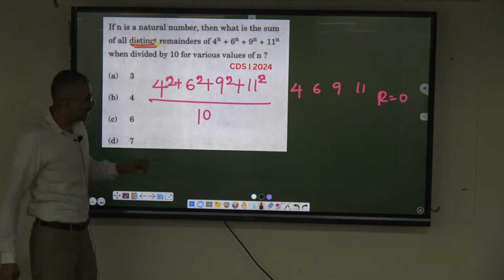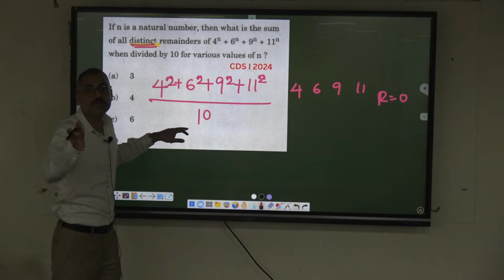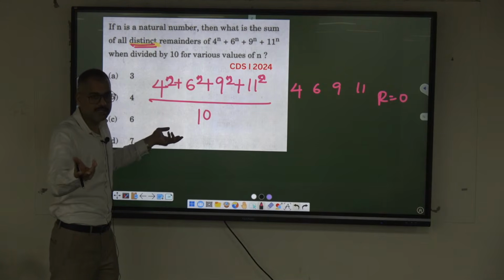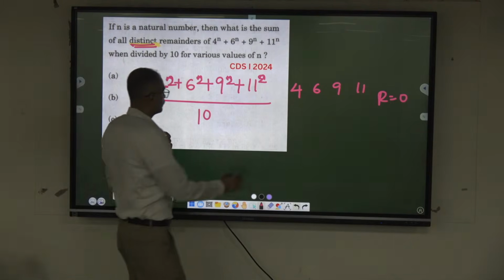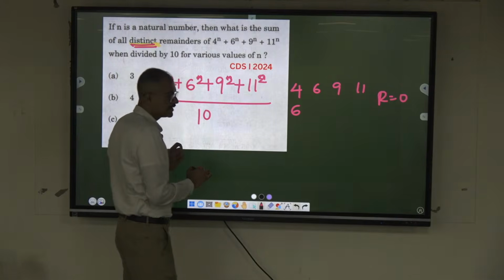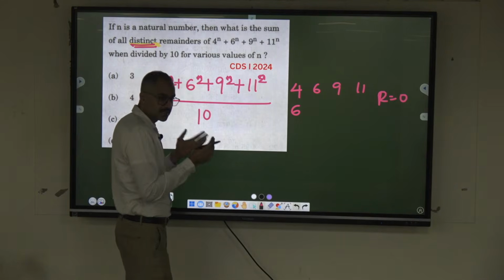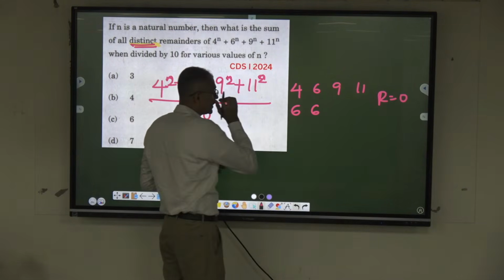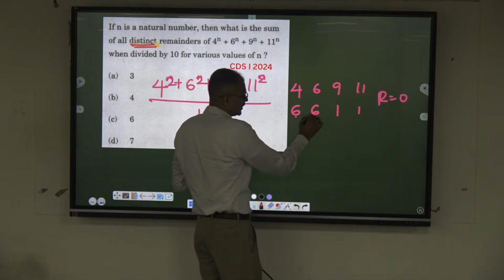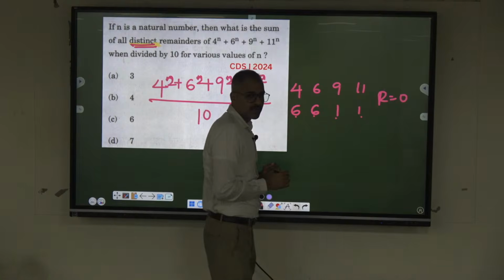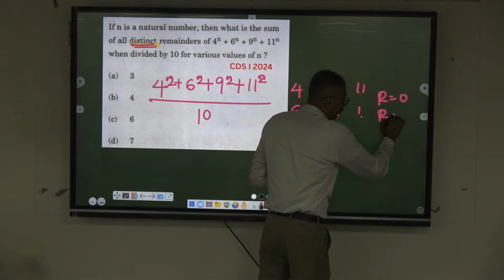Okay, see, while I am dividing by 10, I require only the unit digits. The unit digit itself is the remainder, right? What is the unit digit in the case of 4 square? 6. I am working on the unit digit. 6 square unit digit, 6 only. 9 square unit digit, 1. 11 square unit digit, 1 only. So 6 plus 6 plus 1 plus 1, 14. What is the remainder? 4.